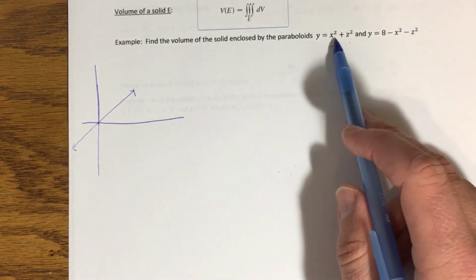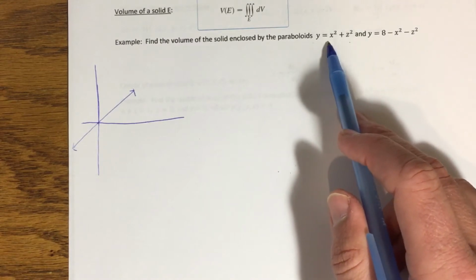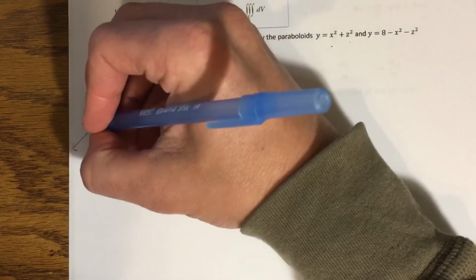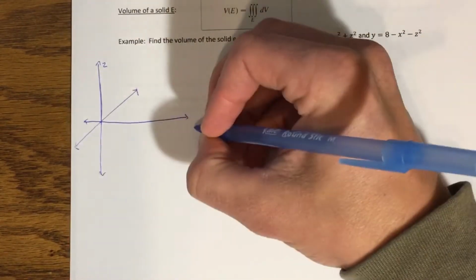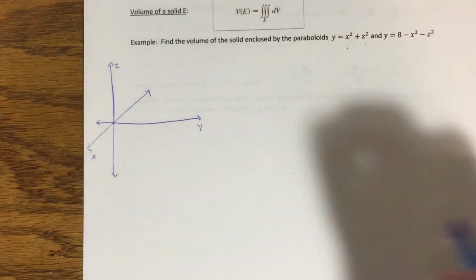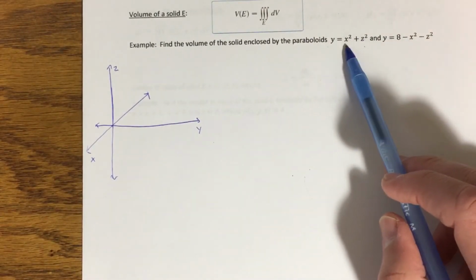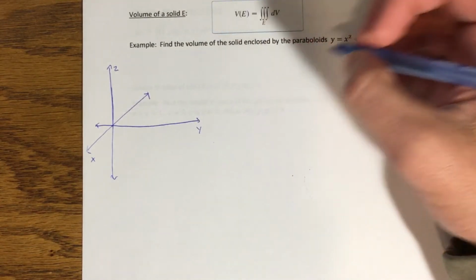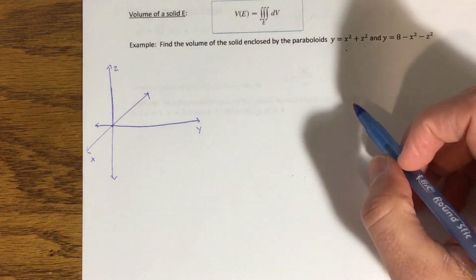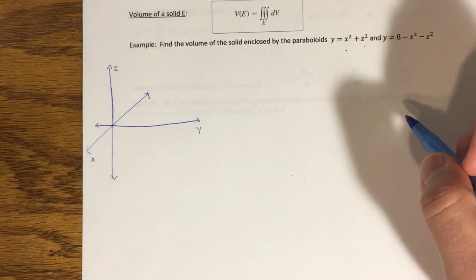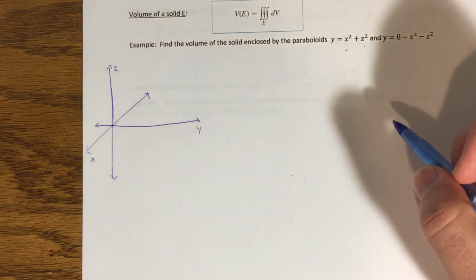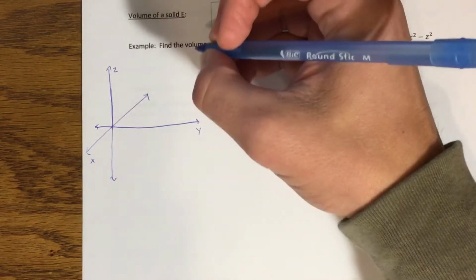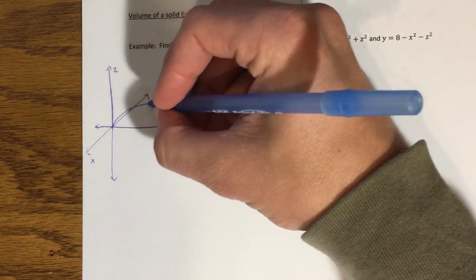Remember, the best way to graph this is to look at the traces of this. So if I look for a trace, for example, on the yz plane, let's label these z, y, x. Okay, so for a trace in the yz plane, plug a 0 in for x, and I get y equals z squared. That's going to be a parabola that looks kind of like this.